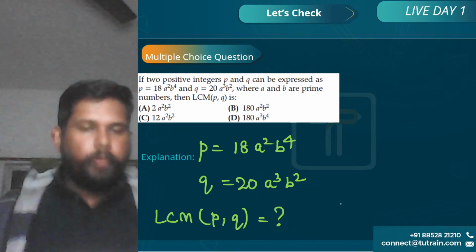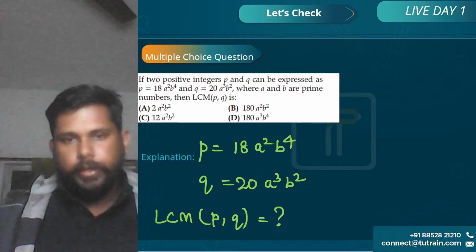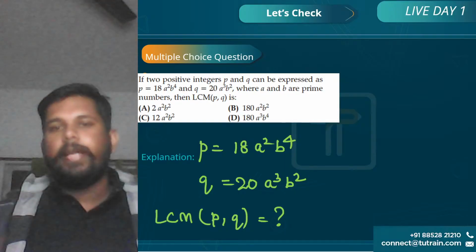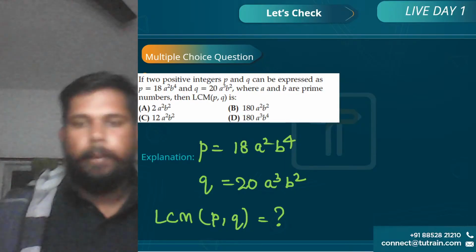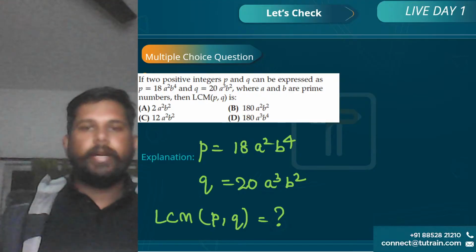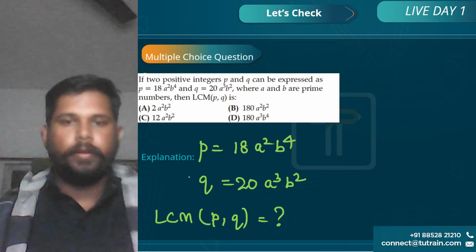Okay, and here you have the options. The first option is 2a²b², second is 180a²b², c is 12a²b², and d is 180a³b⁴, right?